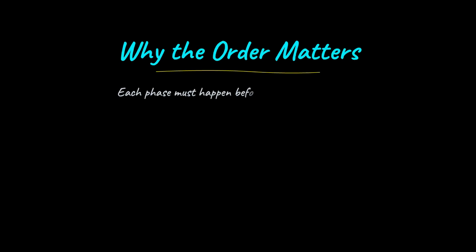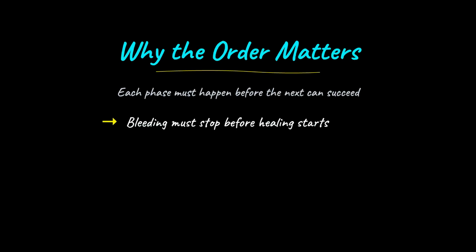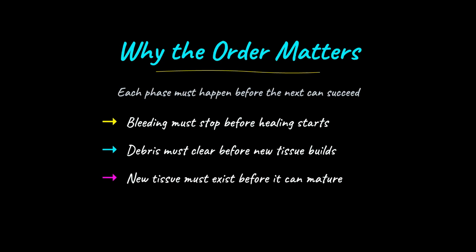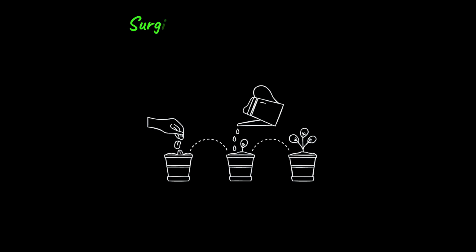The sequence isn't arbitrary. Uncontrolled bleeding ends the patient before healing can occur. New tissue can't form on a contaminated bed, and the body can't strengthen tissue that doesn't exist yet. Skipping a phase produces a failing wound, and lingering too long causes chronic problems like non-healing ulcers.